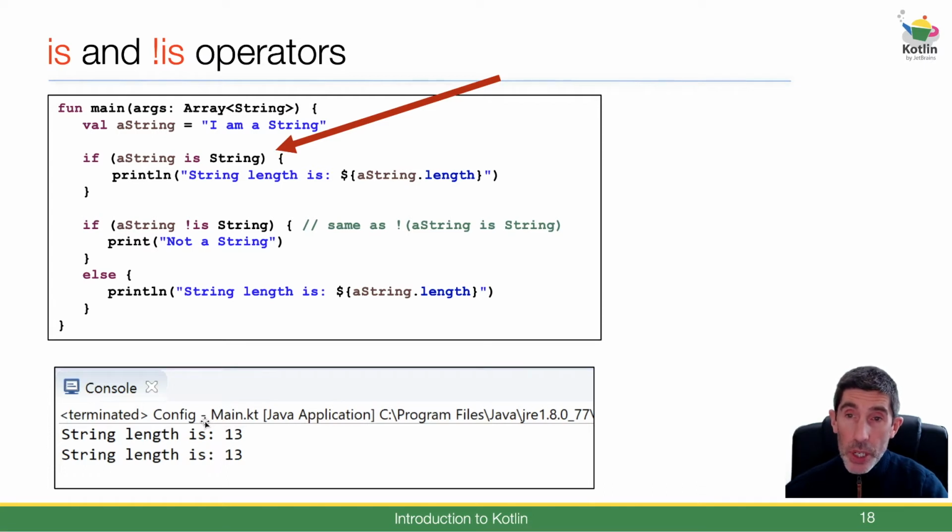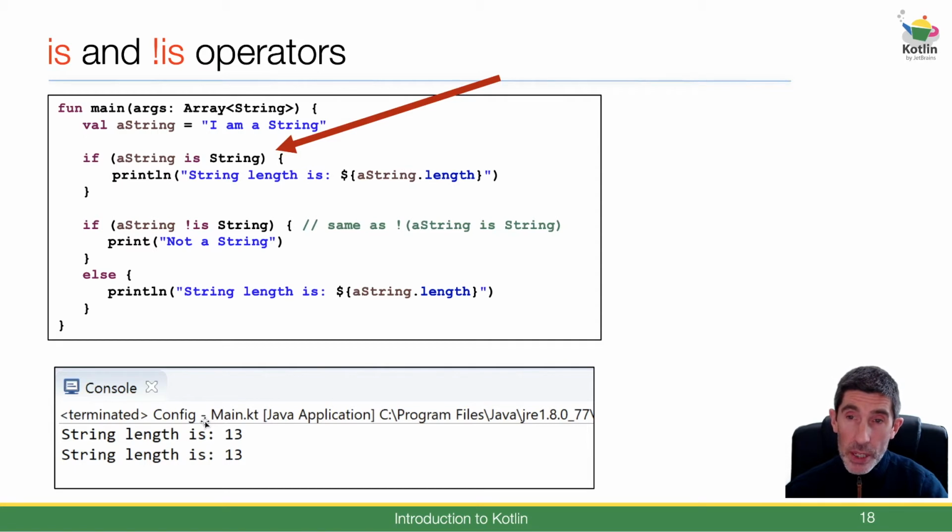We can also do something like the following. We can look at the negative. We can say if a string not is a string, or isn't a string, right? If that is true, we'll print it out. It would be the same as saying not a string is string. So personal preference would prevail. You can decide whichever way you want to do it.